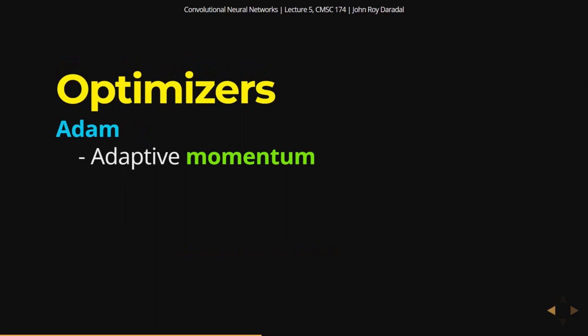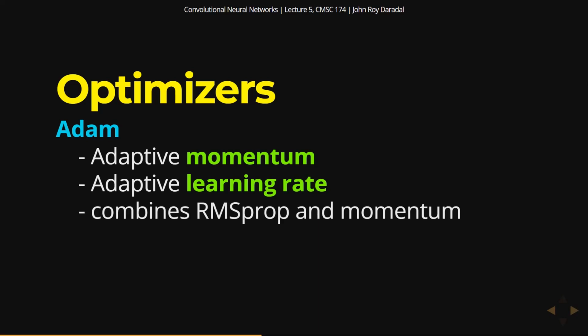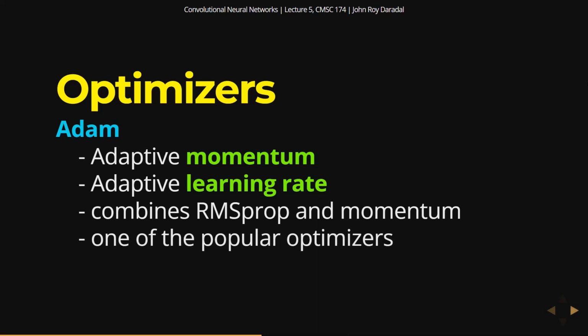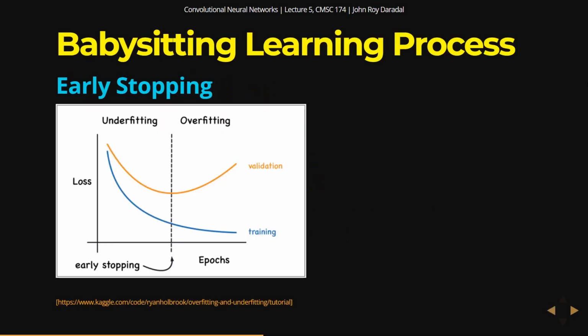Next, we also have the ADAM optimizer, which stands for adaptive momentum. Besides having adaptive momentum, it also has adaptive learning rate. So it kind of combines RMSprop and momentum. It's one of the more popular optimizers these days. So if you don't know what to use, just use ADAM. Okay, so those are the optimizers that we use to find the best model for our neural networks.